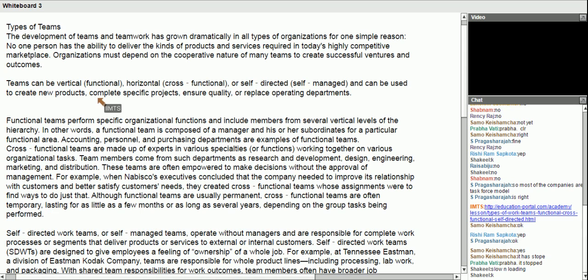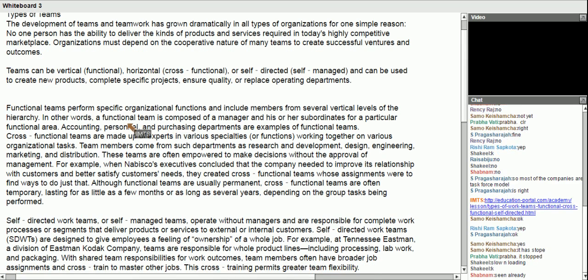So now let's learn about various other types of teams. Teams can be vertical, or horizontal, or self-directed, and can be used to create new products, complete specific products, ensure quality, or replace operating departments. Now, what are functional teams? Functional teams perform specific organizational functions and include members from several vertical levels of the hierarchy. In other words, a functional team is composed of a manager and his or her subordinates for a particular functional area. Accounting, personnel, and purchasing departments are examples of functional teams.